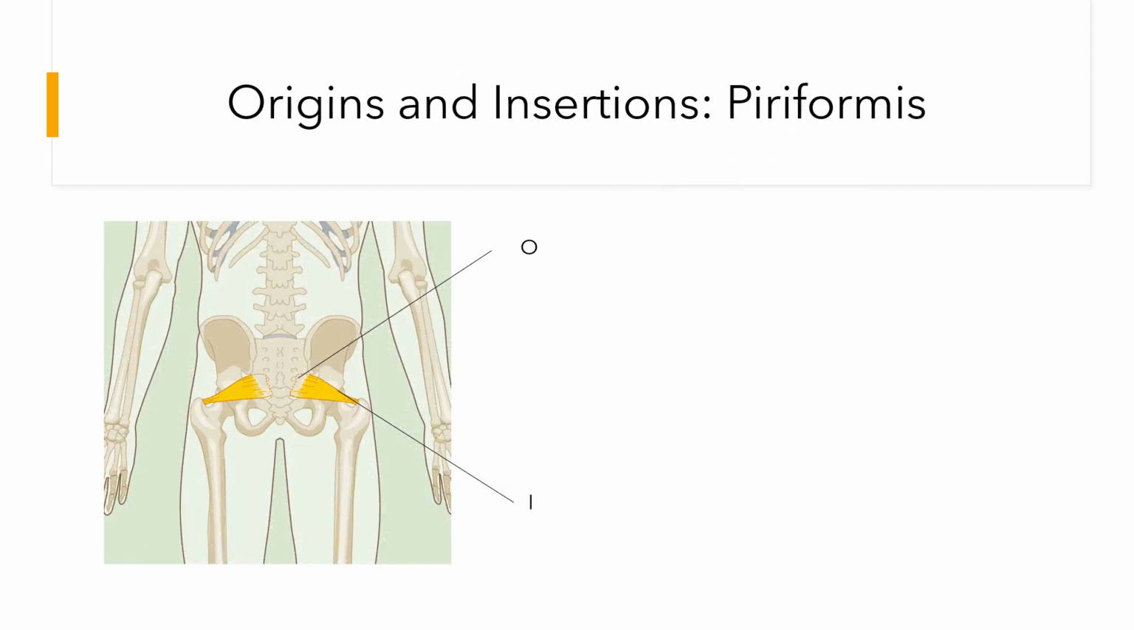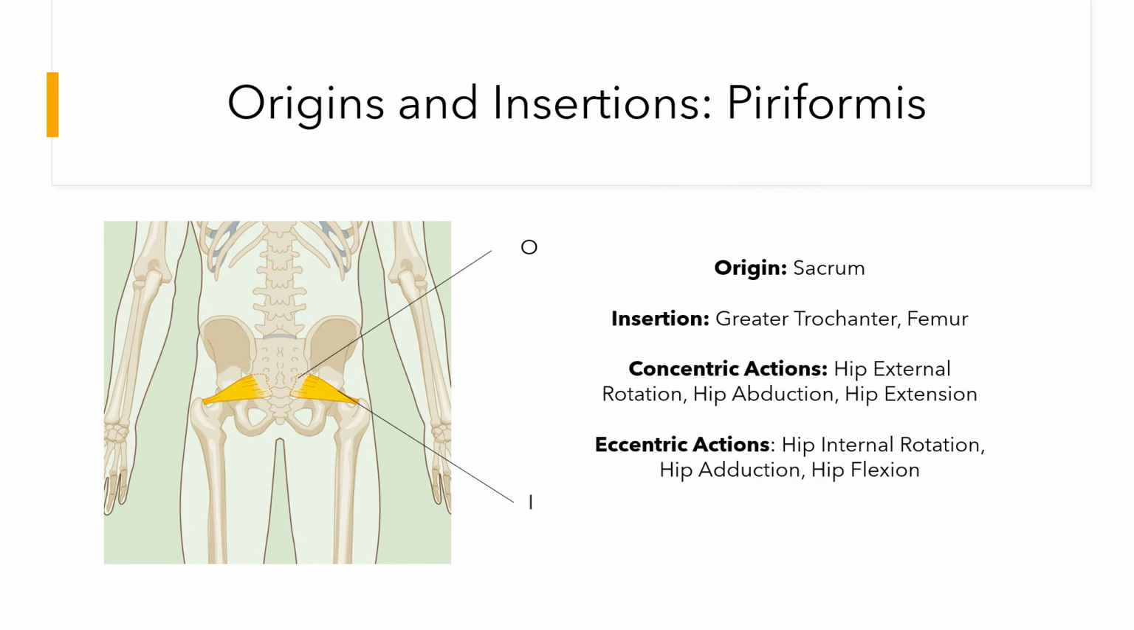Then we've got the piriformis, originating in the sacrum, inserting into the greater trochanter and the femur. Concentrically, it provides external rotation, abduction, and extension of the hips. Eccentrically, you're going to get internal rotation, adduction, and hip flexion. Very important muscle that is often overlooked.